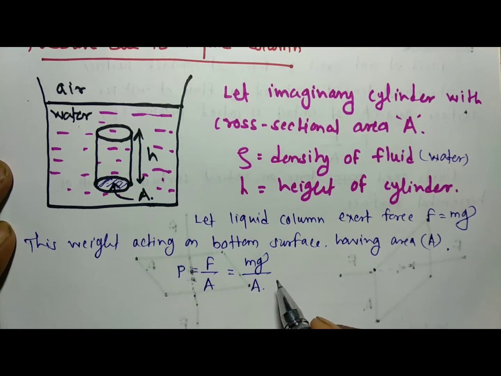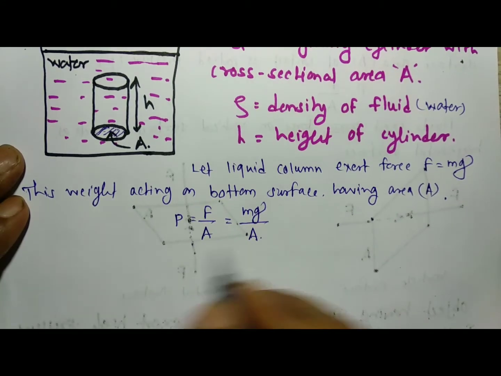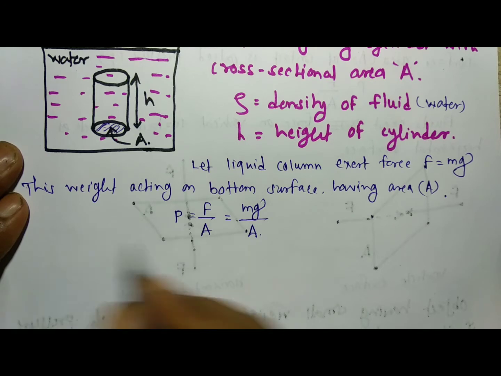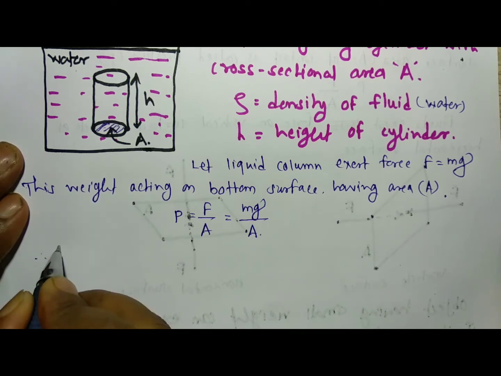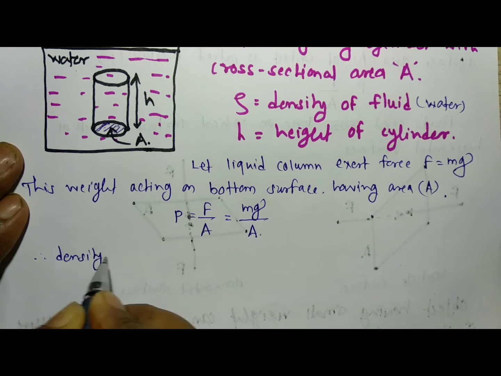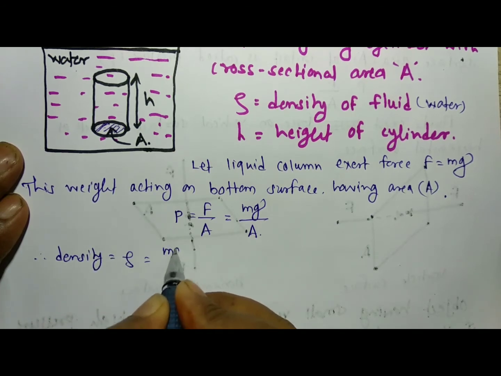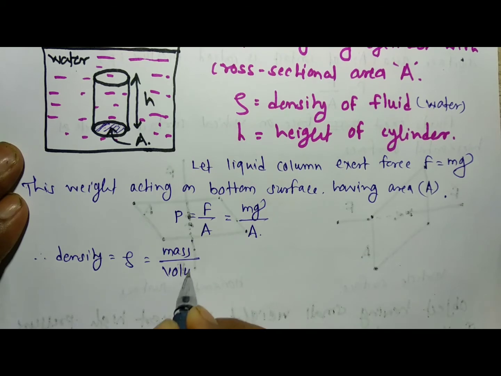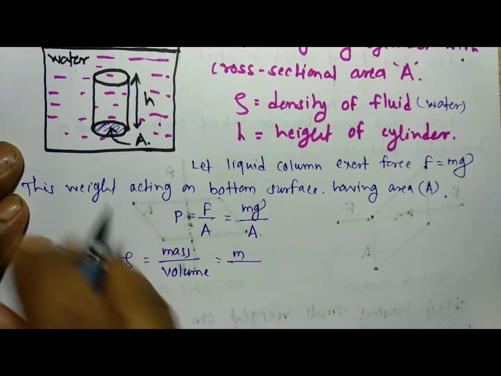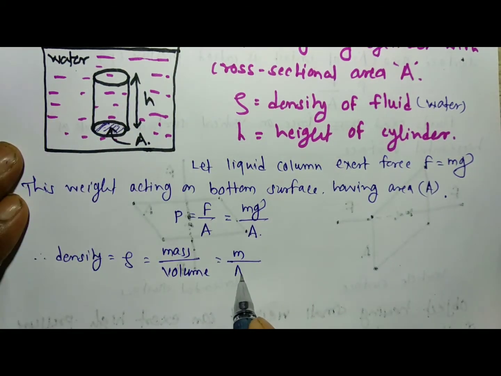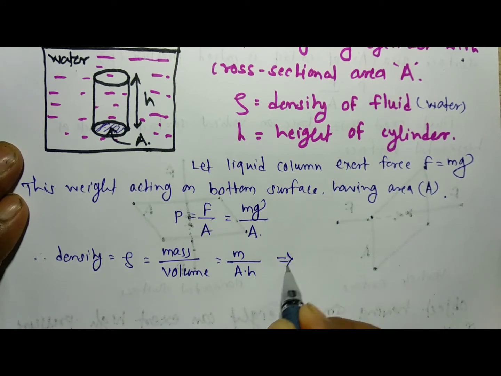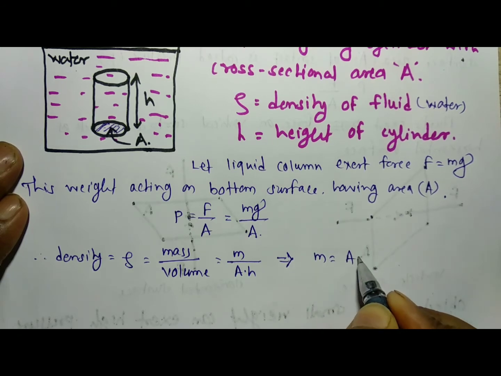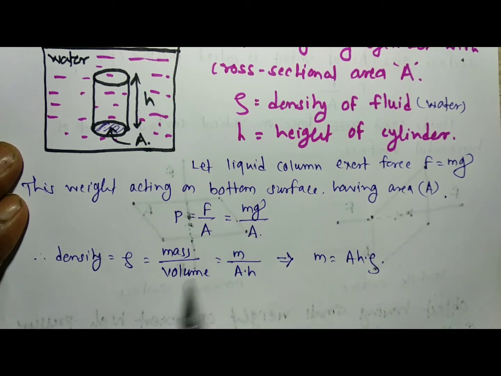But we know that density is nothing but mass divided by volume, so density rho is equal to mass divided by volume. Let small m be the mass of that liquid column, and the volume of that cylinder is A into h, and it implies that m is equal to A h rho, and we put this value inside the equation.